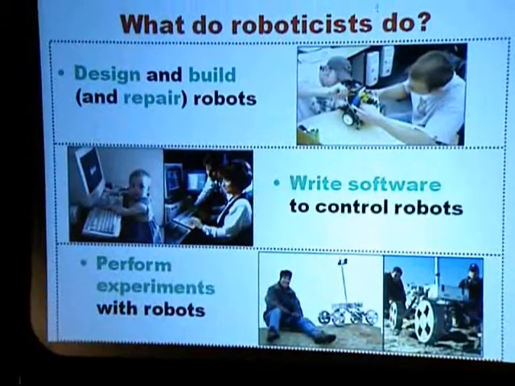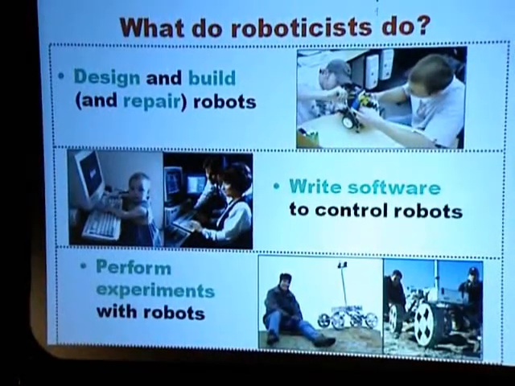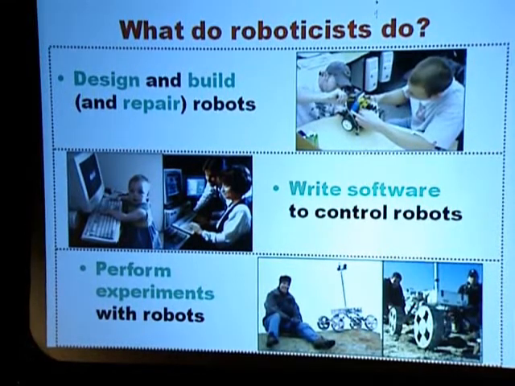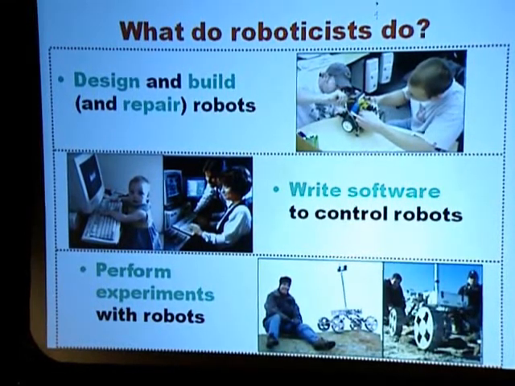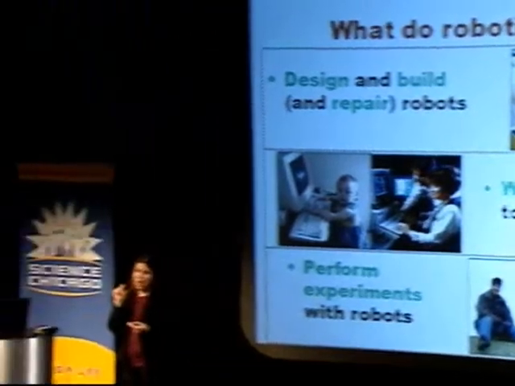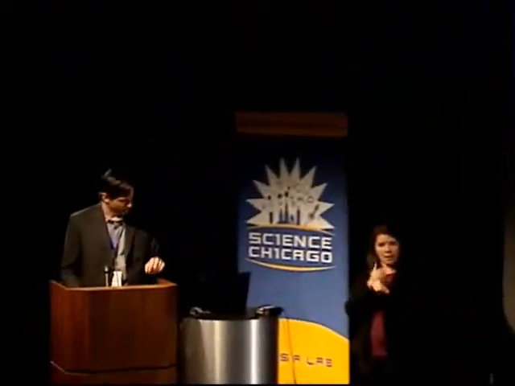So what do roboticists do on a daily basis? Well, we design and build robots, and every time you build a robot, it means you eventually have to repair the robot, which is fine because when a robot breaks, you actually learn how to make it better. Here's a picture of some kids repairing a robot. We write software to control robots. We spend some of our time trying to write software to get a robot to move through a room, for example, to pick up objects. This is an art in itself. And we perform experiments with robots.